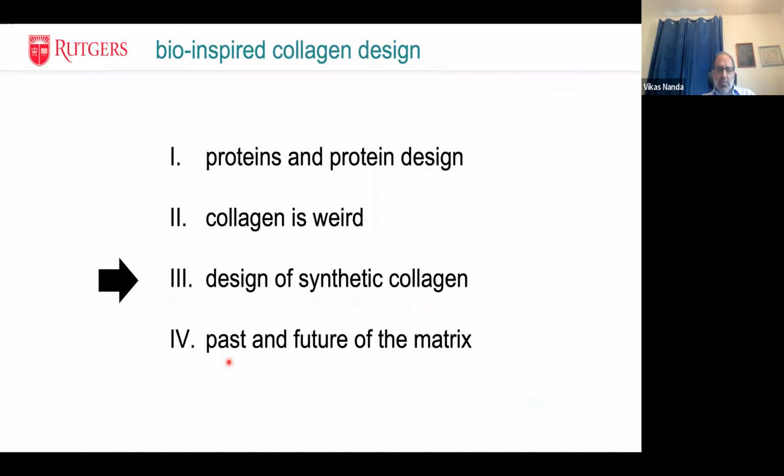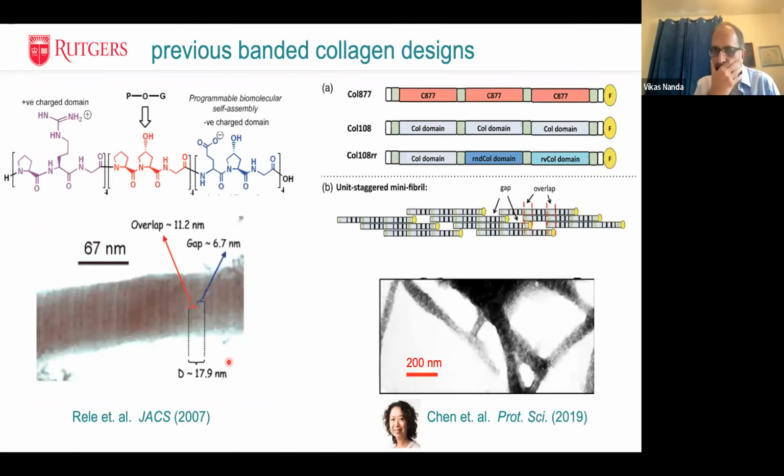So we've been interested in trying to design synthetic collagens where we could model this sort of supramolecular assembly and see if we can understand some of these biological processes. There's been a lot of work in this area, and one of them has been in the area of peptide self-assembly. Collagen is over 1,000 amino acids in length, so it makes these really long fibers.